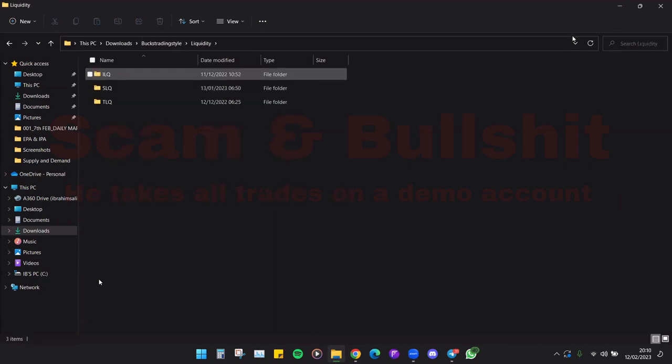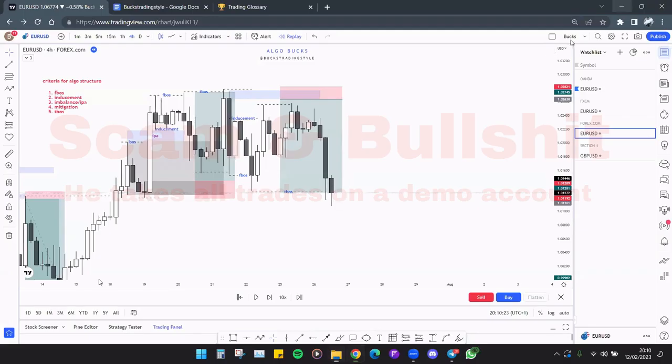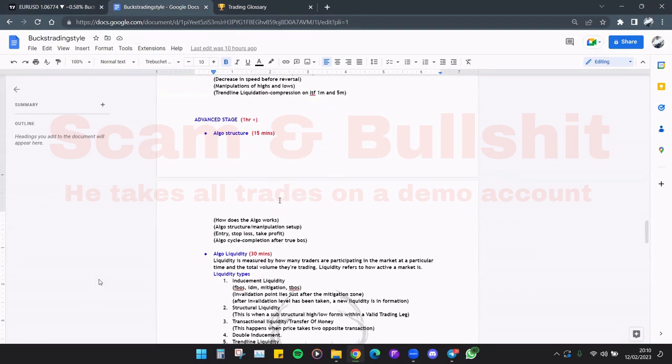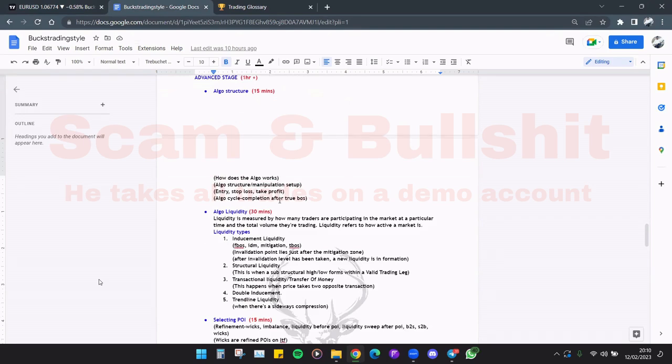Good. So now let's look at the algo liquidity. Since we've already understood how the algo works, the manipulation setup, how to set your entry, stop loss, and take profit based on that particular time frame, and the completion after the true break of structure, now the algo liquidity types. We have three basic liquidity types: the inducement liquidity, the structural liquidity, and the transactional liquidity.